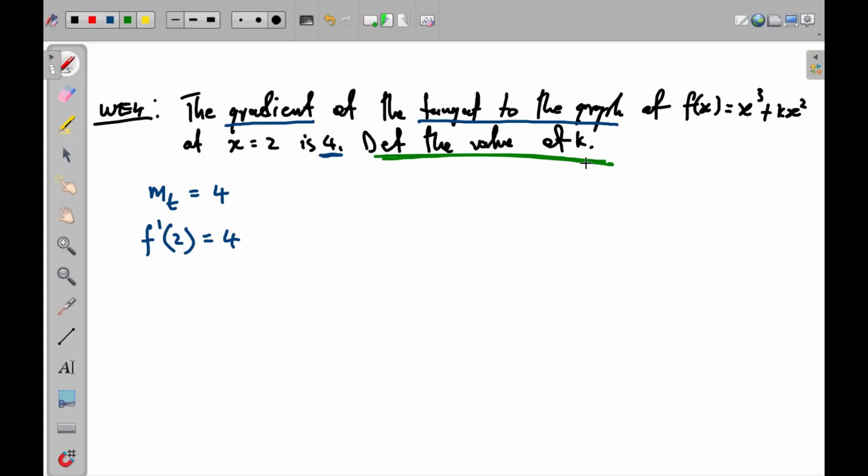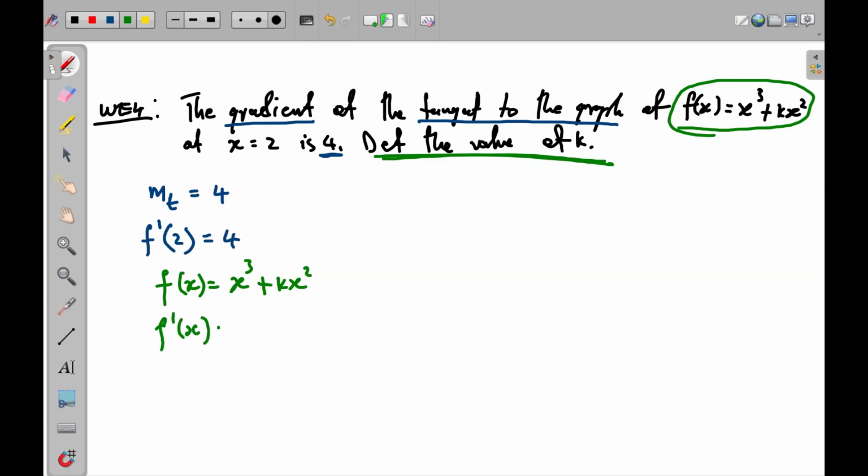Now you understand why last week's lesson was important, where we learned how to find the derivative even when letters are included in an example. That's exactly the situation we are faced with right now. I have f of x is equal to x cubed plus kx squared. And I am finding a derivative with respect to x, which means everything else which is not an x must be treated as a constant.